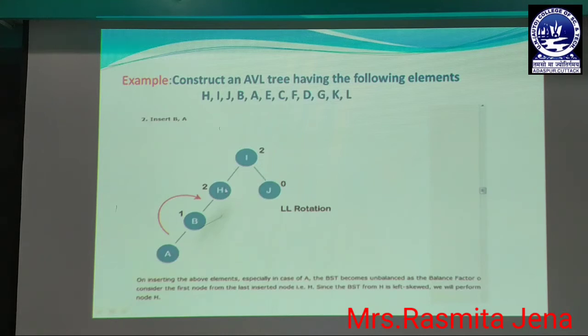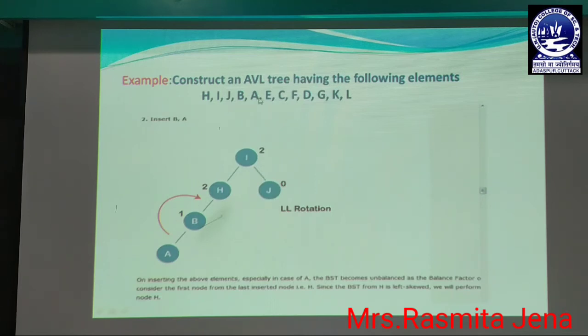Next, let's calculate the balance factor for node H, which has left subtree height 1 and right subtree height 0, so 1 - 0 is 1. The balance factor for node I: the left subtree height is 2 and the right subtree height is 1, so 2 - 1 is 1. So we can see the tree is balanced after inserting node B.